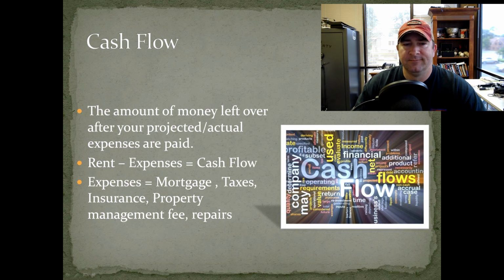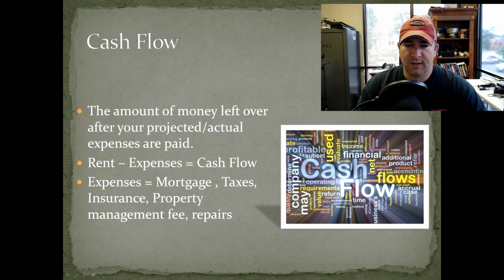A lot of people, when they look at purchasing rental property, one of the things they always look at is what's the cash flow? Well, cash flow, I define it as the amount of money left over after your projected or actual expenses are paid. If you're buying a property that's already rented out, you could say that's actual expenses because you know what it's rented out for. You know what the mortgage is going to be if you're doing financing, property management, things like that. So my little formula is rent minus your expenses equals your cash flow.